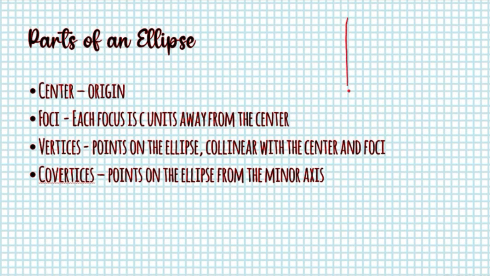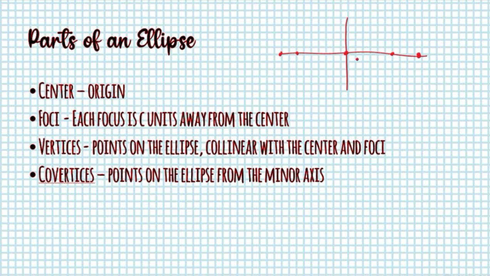So, let's say we have here our center. Then, dito ang ating foci. So, ang vertices natin will be collinear with the center and the foci. Same line. Ito naman, co-vertices, points on the ellipse from the minor axis. Ibig sabihin ng minor axis, yung smaller part ng ating ellipse. Then, yung vertices natin is the longer part ng ating ellipse. So, ang minor axis is perpendicular sa ating major axis.